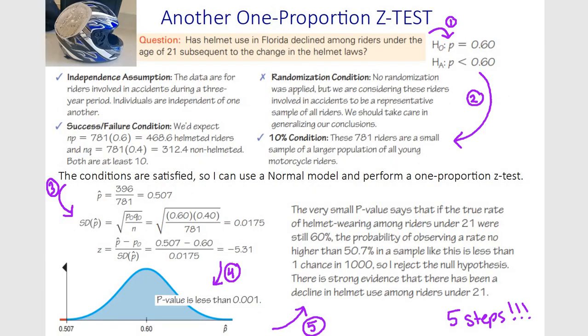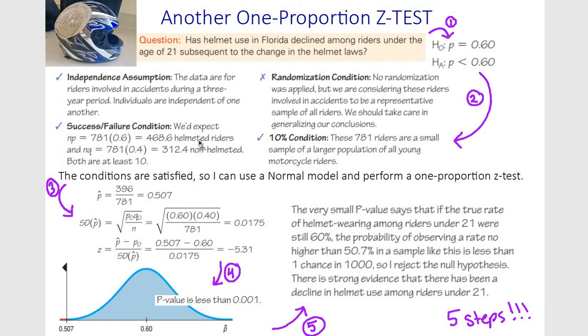All right, so let's do a 1 proportion z-test. From the question in your textbook, it asked if helmet use in Florida declined among riders under the age of 21, based on the new helmet laws. I didn't put the whole thing because I wanted to put the answer here, but the null hypothesis would be that there wouldn't be a decline, that it's the same as it was before the helmet law change, which was a proportion of 0.6. The alternative hypothesis would be that it is less than that, because we're asking if it declined. It specifically said declined.